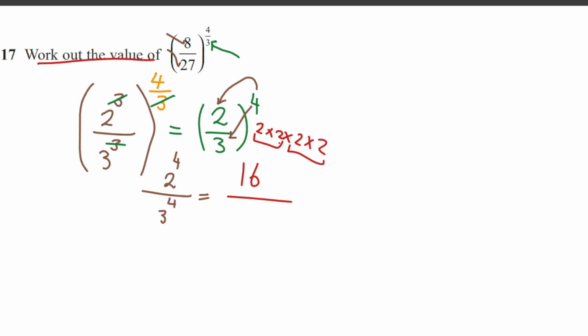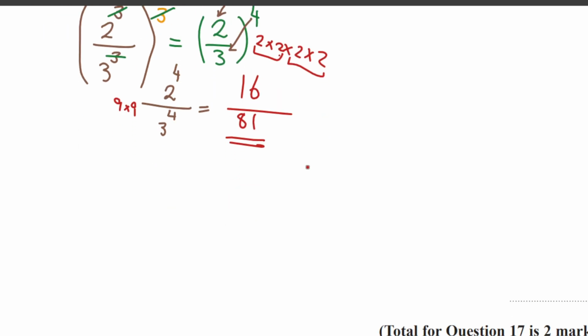Divide by 3 to the power of 4. So 3 times 3, which is 9. And 3 times 3 is also 9. So it's 9 times 9, which is 81. And we got the marks. How was it? Was it easy?